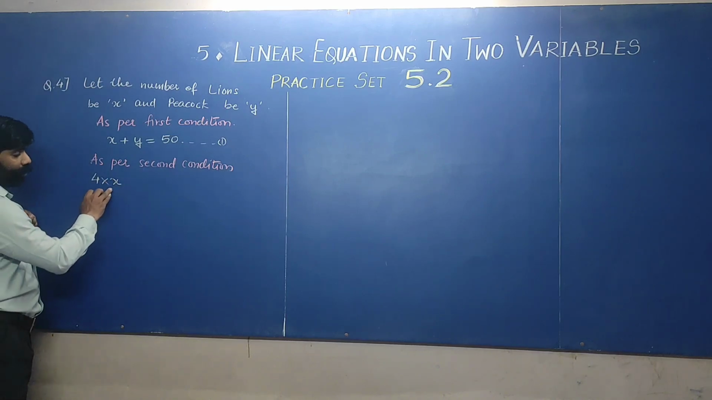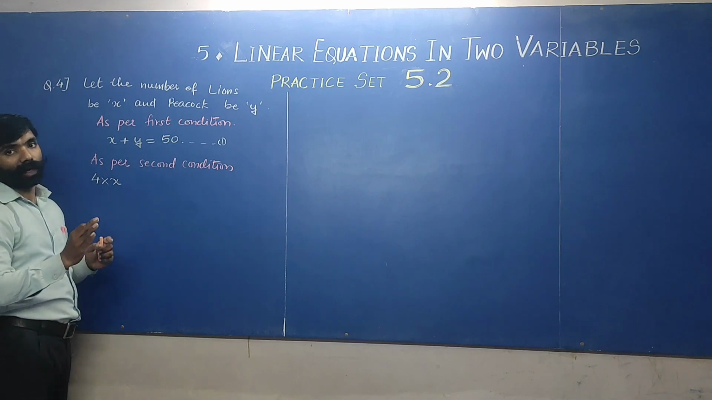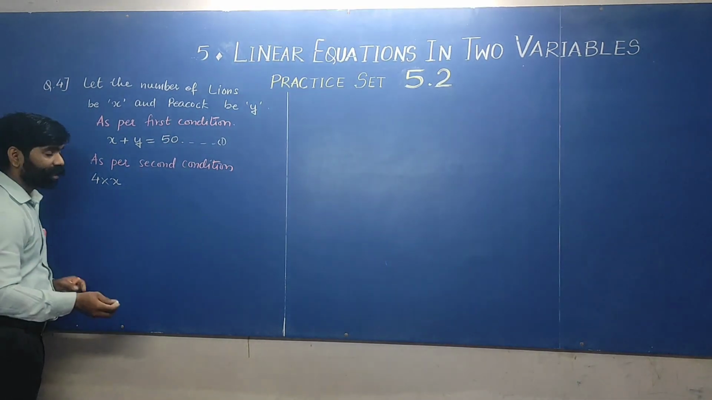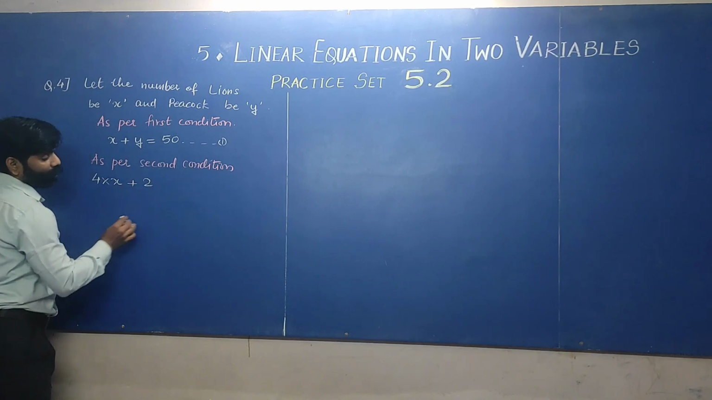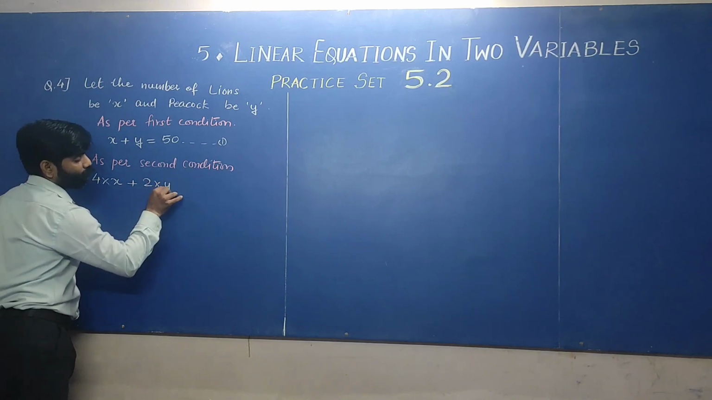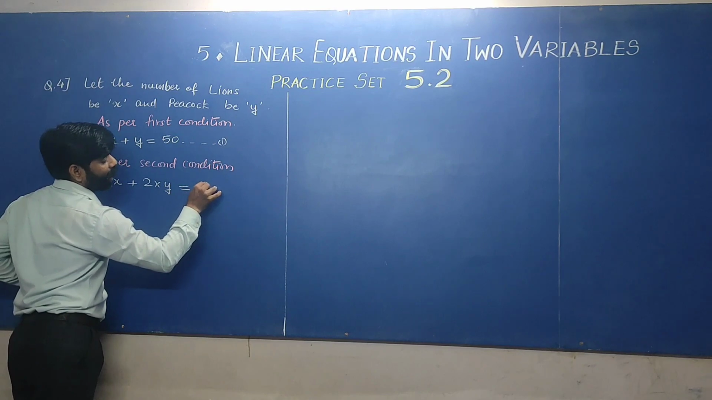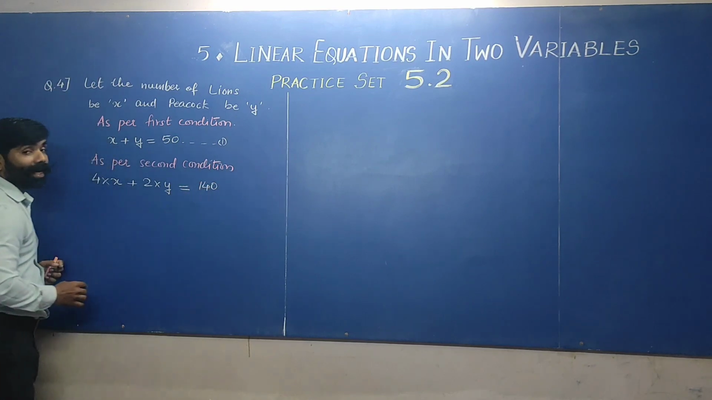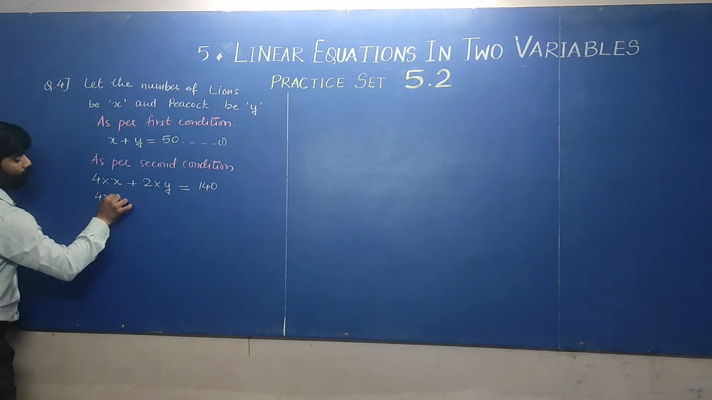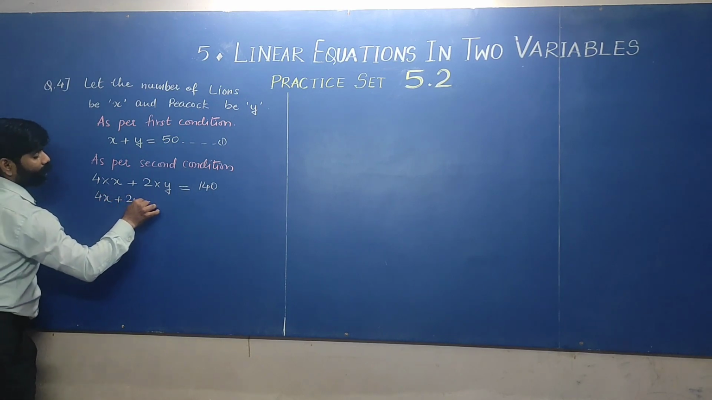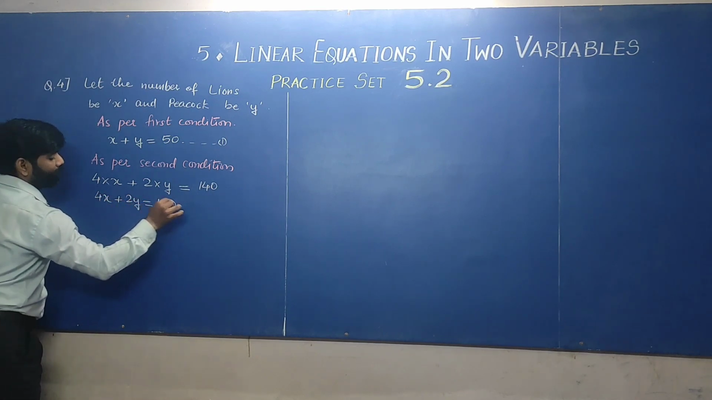If we have number of lion as 5, so altogether legs, 5 multiplied by 4 is 20. So 20 legs will be there for lion. Understood, students? This condition is saying so. Plus 2 legs of peacocks. So peacock is y. And altogether there are 140 legs. So we will get 4x plus 2y is equals to 140.